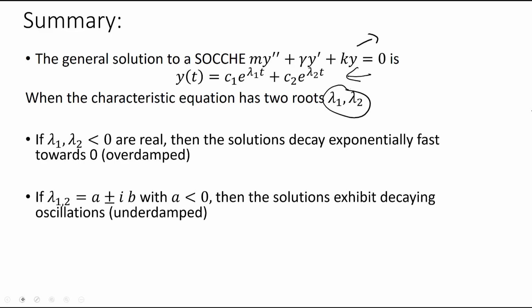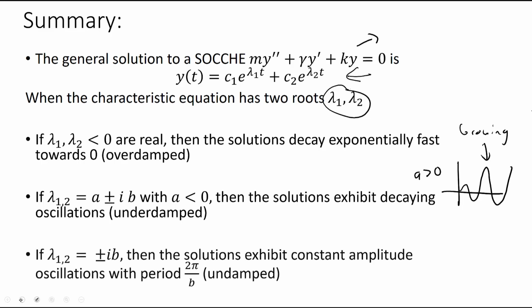In this video, we broke down the cases where lambda 1 and 2 are a plus or minus ib with a less than 0, and in that case, the solutions exhibit these decaying oscillations, which is the underdamped scenario. Even though it's not physically realistic, you could theoretically come up with second-order equations where a is greater than 0, and if you did, what you would end up seeing is some kind of growing amplitude oscillations over time. But that would be like some fictional example where somehow you've managed to put a negative damping in the system and feed energy in instead of taking it out over time.